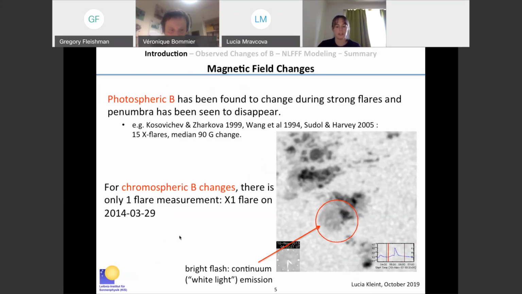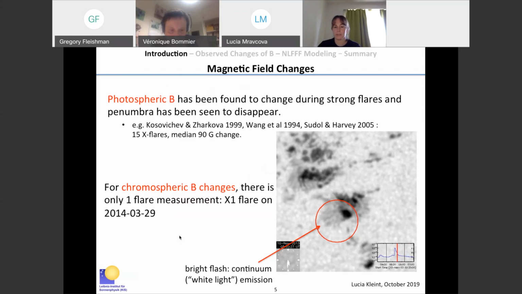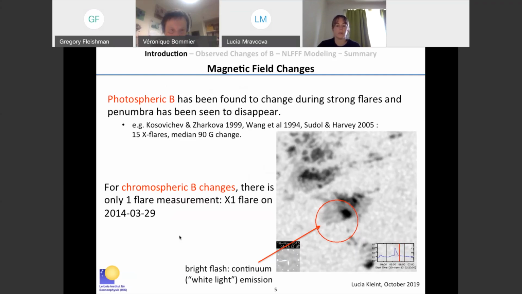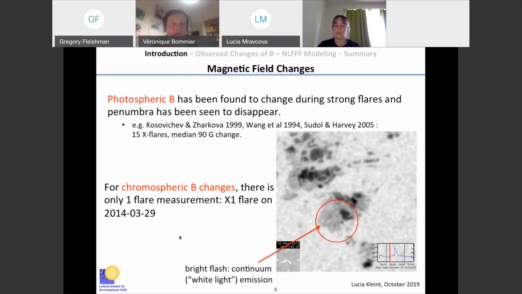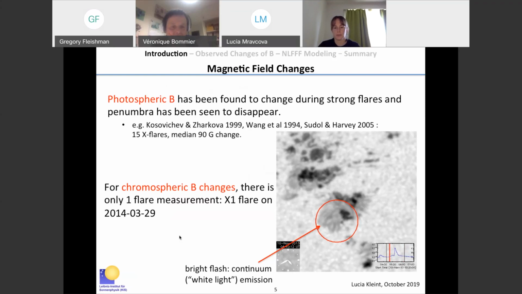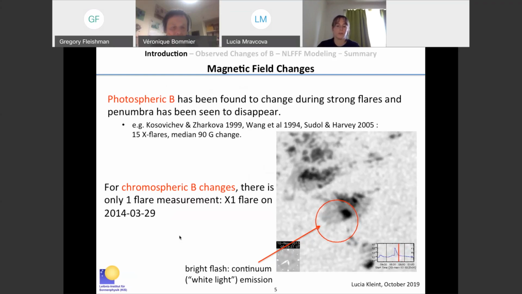Photospheric changes are quite well known. They have been studied. In one example, I'm showing here in the movie on the right a photospheric change, which also changed the structure of the sun. It shows a movie of HMI.